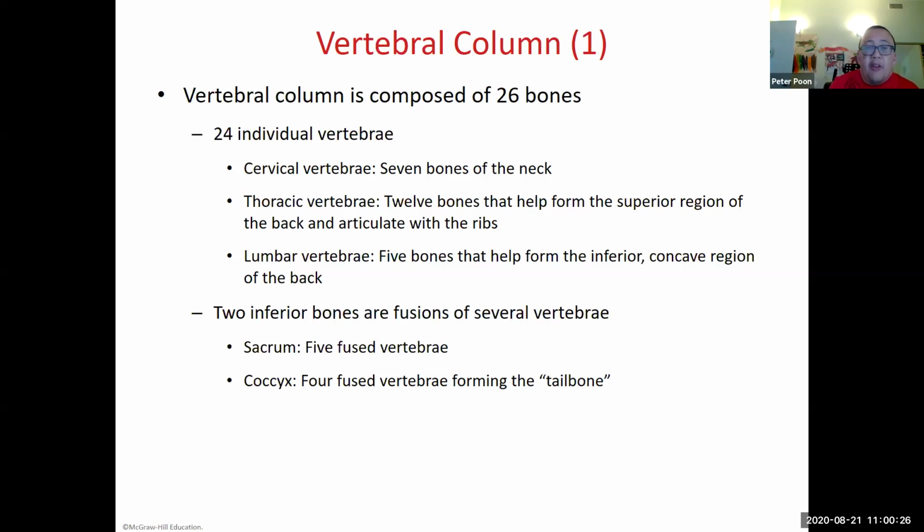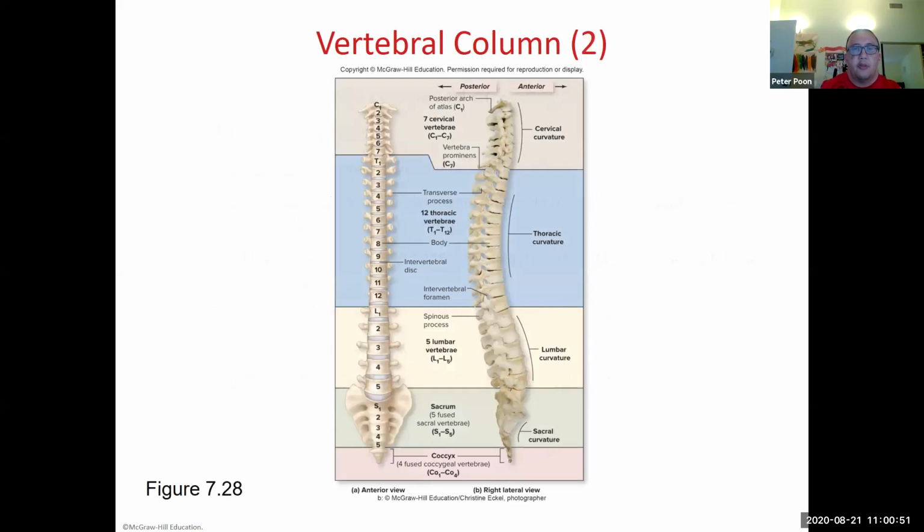The 24 individual vertebrae break down into 7 cervical vertebrae of the neck, 12 thoracic vertebrae, and 5 lumbar vertebrae. The easiest way to remember: breakfast at 7, lunch at 12, dinner at 5. So cervical, thoracic, lumbar, sacral, coccyx.